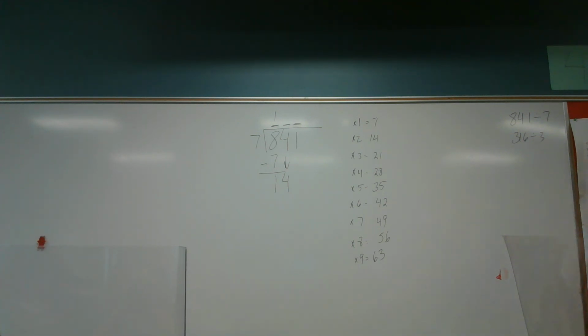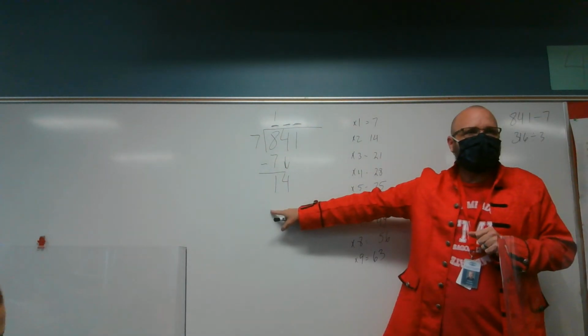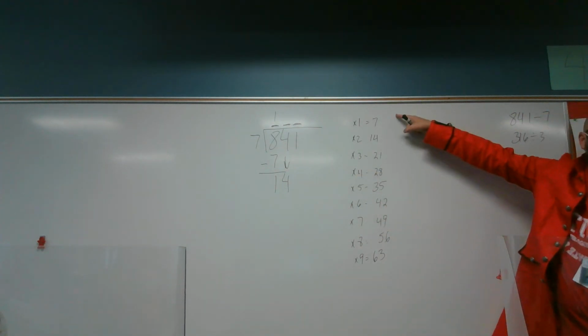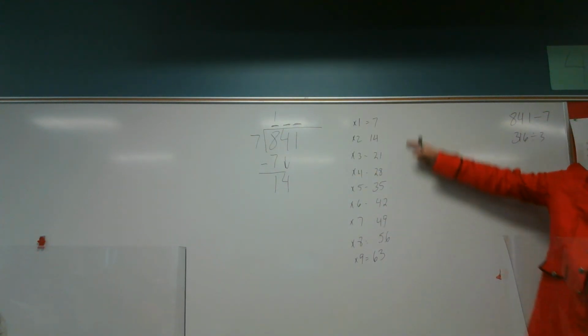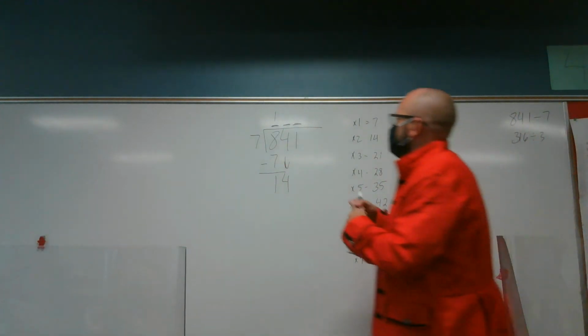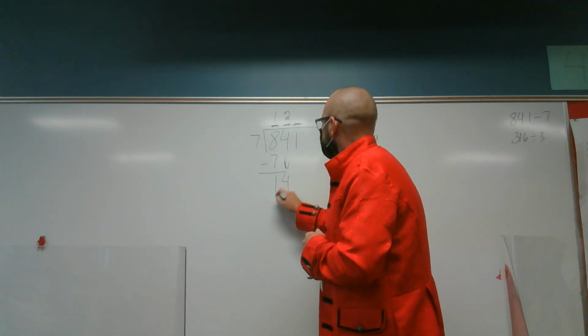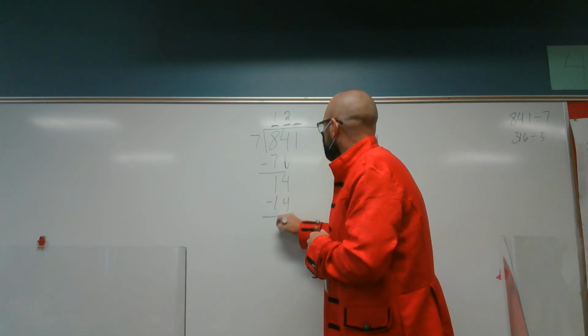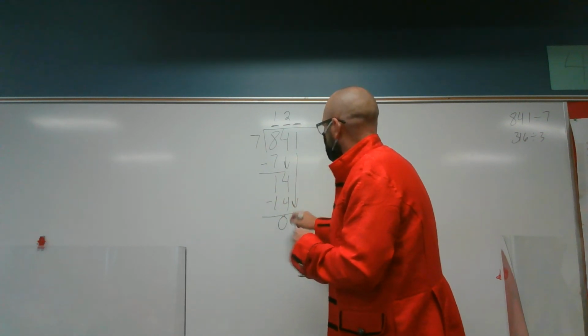Now I look here, and I'm trying to get as close to 14 as I can without going over. And what is as close as I can without going over? 14. 7 times 2 is exactly 14. I get 0, and I bring down the 1.